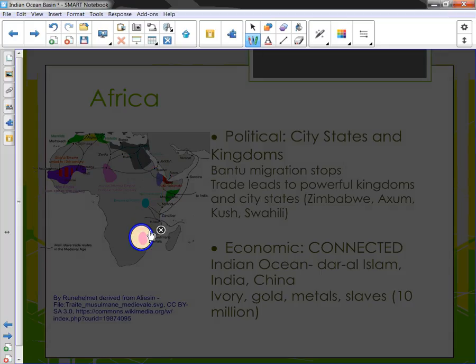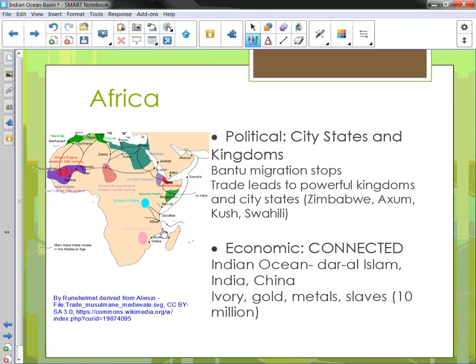There's Great Zimbabwe. You also have Kush, which is kind of in the mountains over here, and yeah, Axum is the other one. So economically, Africa is very interconnected with itself and also with the Indian Ocean basin, particularly because of this increase with the Dar al-Islam and this increased demand for luxury items.